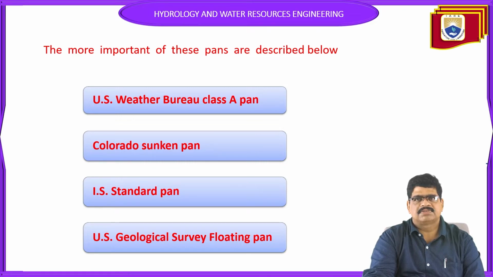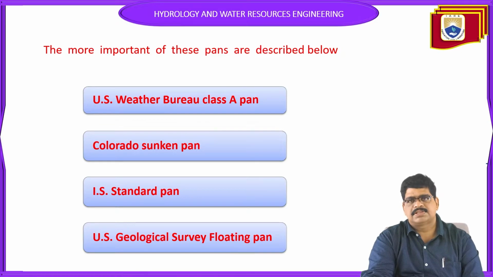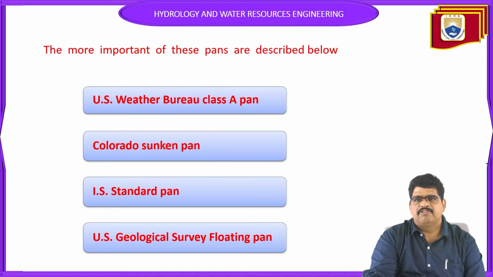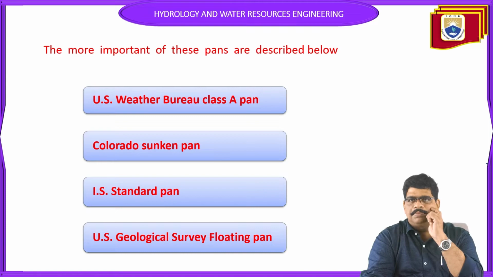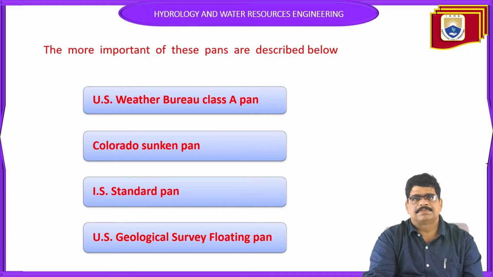The most important are the pan evaporimeters. There are four types of evaporation pans. The first one is the US Weather Bureau Class A pan, the second is the Colorado sunken pan, the third is the highest standard pan, and the fourth is the US Geological Survey floating pan. These are the four types of pan measurement, from the very beginning of what we discussed about evaporimeters.